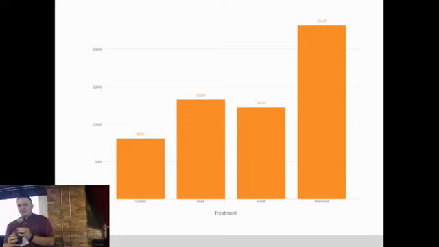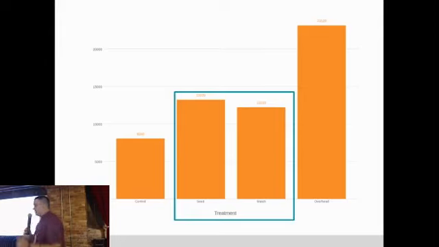Anyone? The match. It's a good guess. Anyone else? Overhead. Mo. You nailed it. This is what they found. Seed and match basically did twice as good as nothing, right?